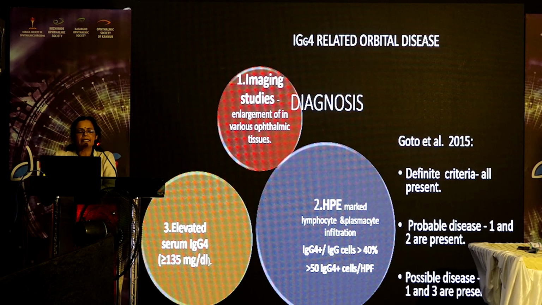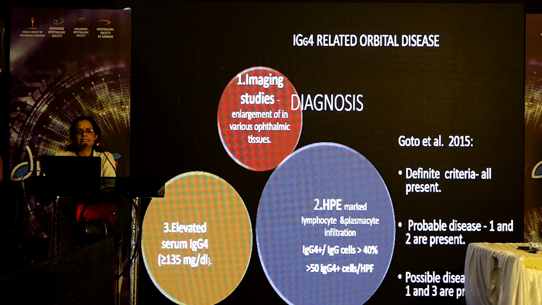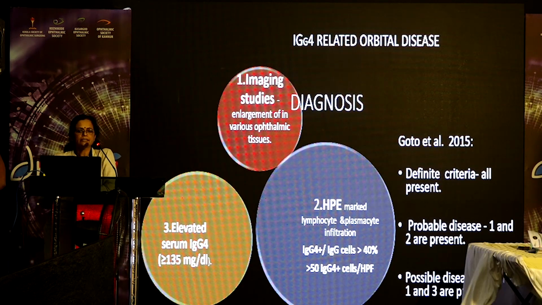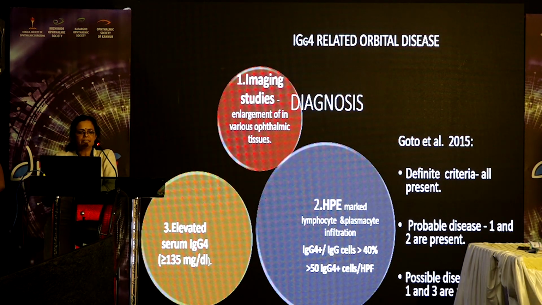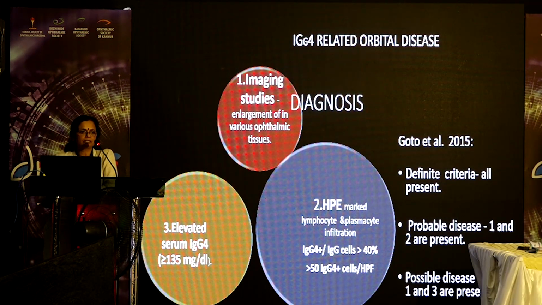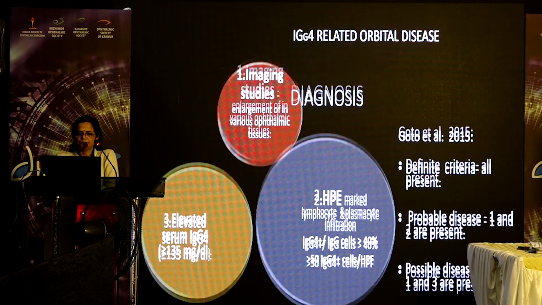But there are certain criteria for diagnosing an IgG4 related orbital disease. It's called IgG4-ROD, related orbital disease. The serum IgG4 should be raised. There should be more than 50 IgG4 positive cells per high power field.